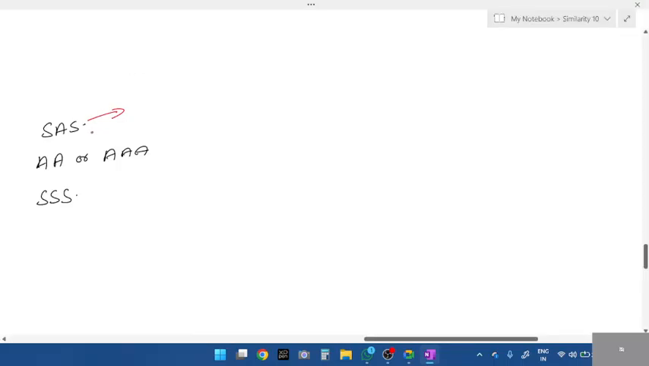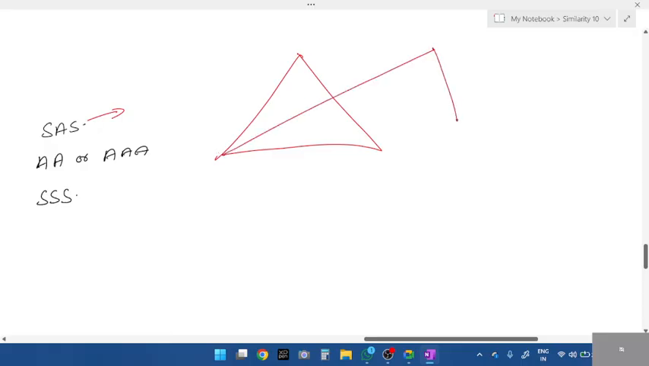Fine. Sides are done. Now angles, or three angles together. When it comes to the angle concept, they have to be equal. Let me take one triangle here and another triangle like this.